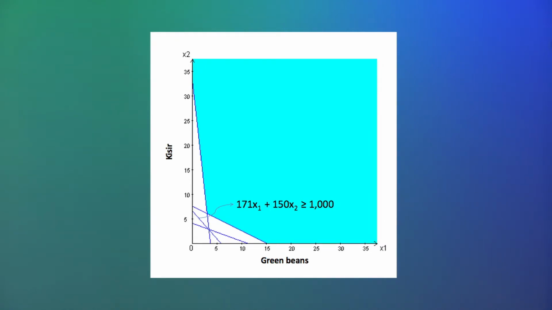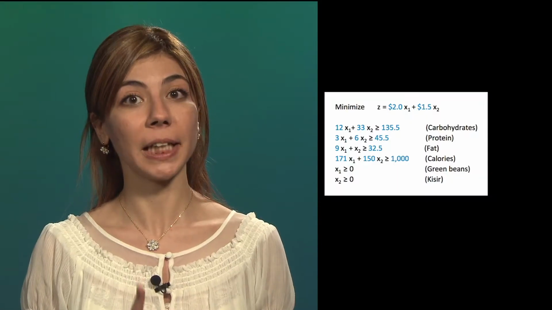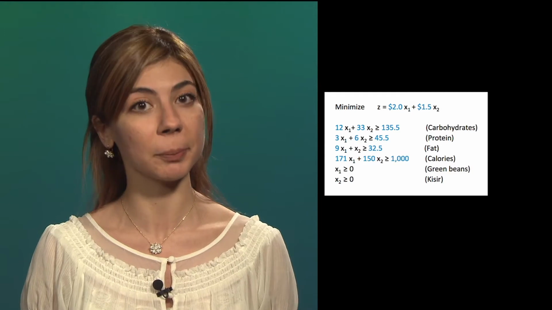We also have a limitation on the total number of calories we intake. One serving of green beans has 171 calories, whereas one serving of kısır contains 150 calories. Since the minimum number of calories is 1000, the constraint looks like 171x1 plus 150x2 greater than or equal to 1000. Before moving further, one last but important thing I want to point out is that the constraints on protein and fat are binding, meaning that changing any one of them also changes the optimum solution.